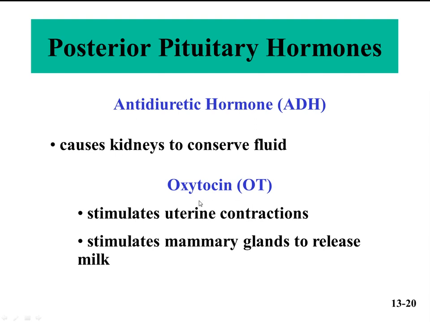Oxytocin, along with prolactin, helps to stimulate the mammary glands to release its milk. Prolactin to produce the milk, and oxytocin helps in the release of the milk.